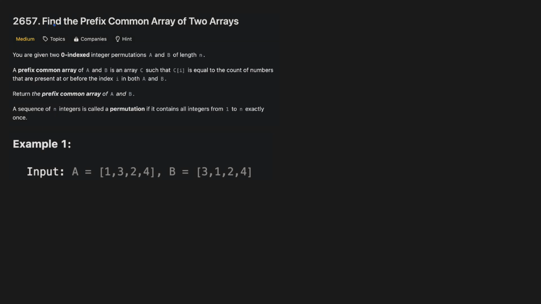Hello everyone, welcome back. Let's talk about another medium problem on Leetcode today. Find the prefix common array of two arrays. Leetcode 2657. In this problem, we are given zero indexed integer permutations A and B of length n.